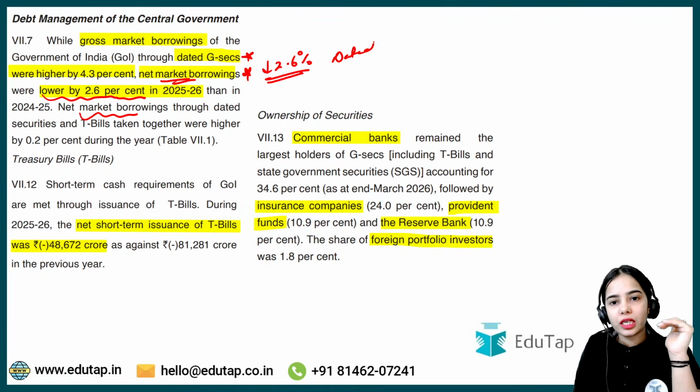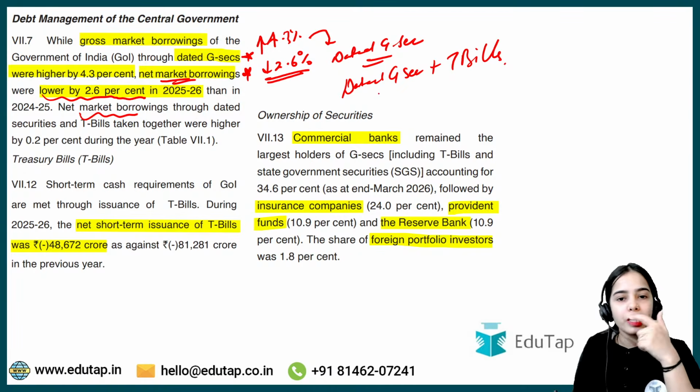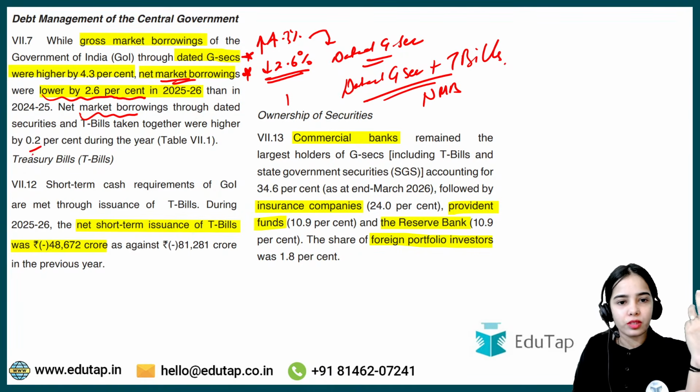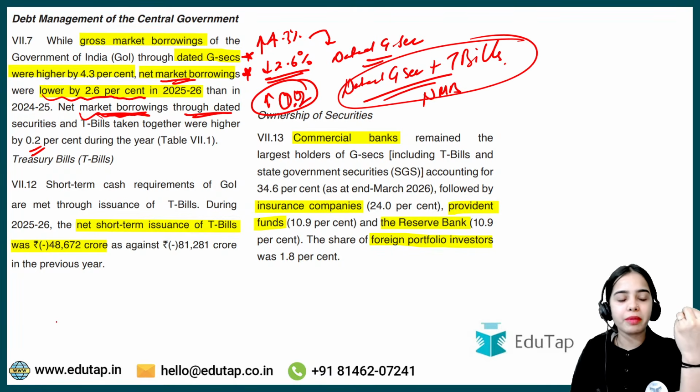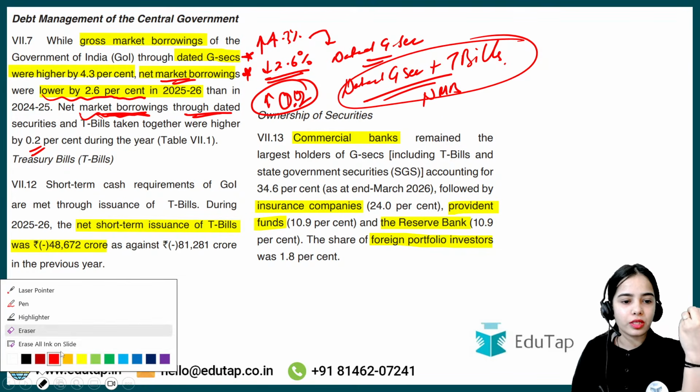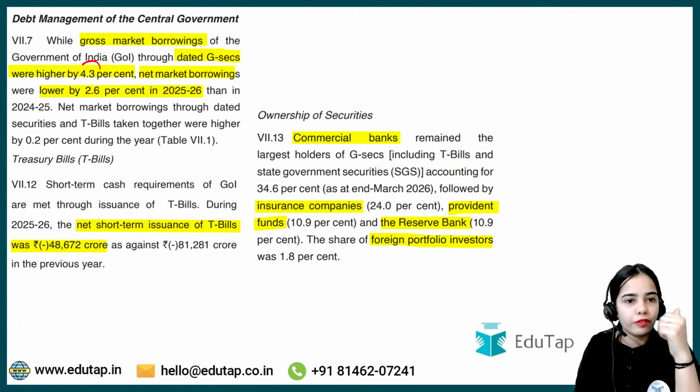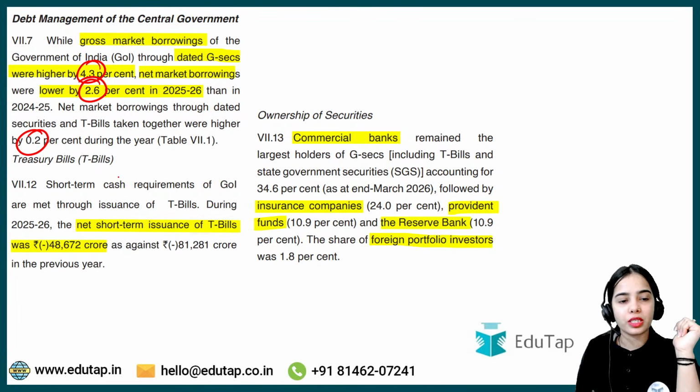This is for the dated government securities. The gross market borrowings were higher by 4.3% for the dated government securities. Now, with the dated government securities, which are the long-term government securities, plus the treasury bills, the net market borrowings were higher by 0.2%. That is the idea. I hope this is clear. 4.3%, 2.6%, and 0.2%.